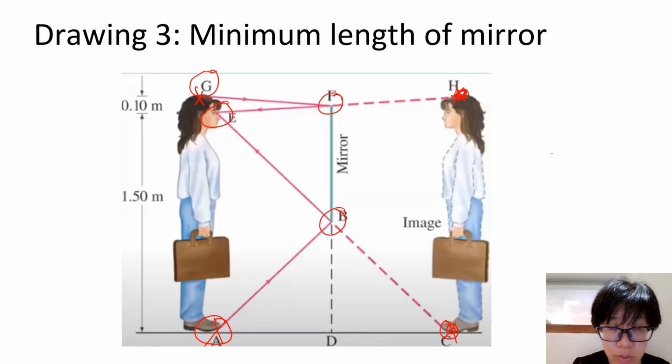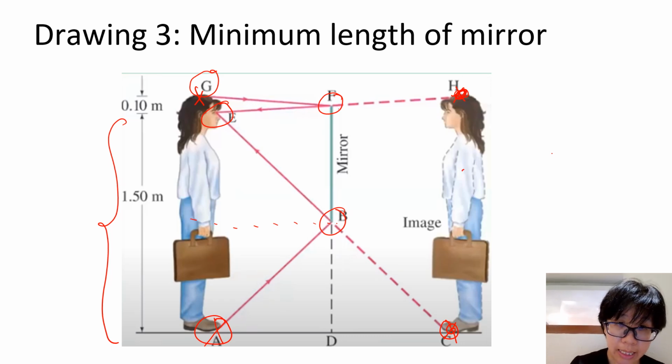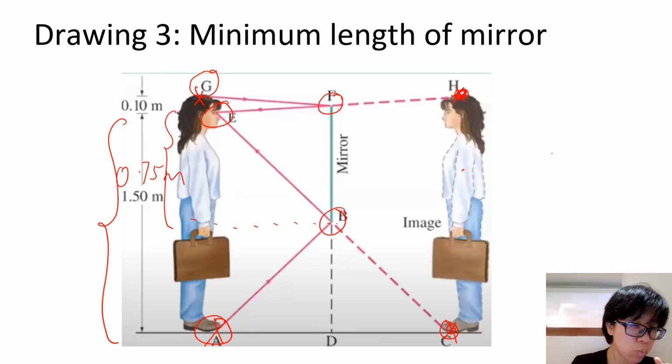Why? Because if you take a look at the bottom here, from the eye to the feet of the person, 1.5 meters. Because angle of incidence equals angle of reflection, the distance there is also the same. Hence, what you need to get is this distance, which is 0.75 meters. Once the bottom of the feet reaches the end of the mirror at point B, you would be able to see the image of the feet already.